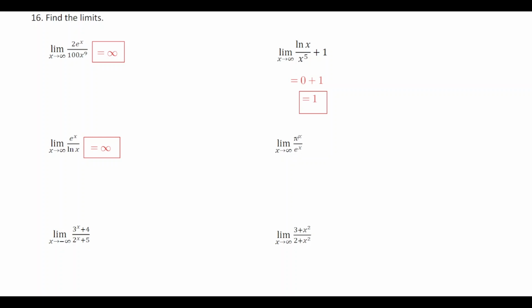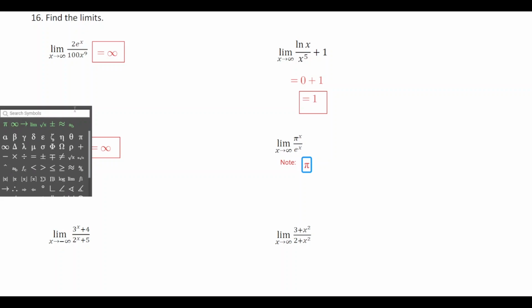For the next one, we have pi to the x over e to the x. So when you have two exponential functions and you want to know whether the numerator or the denominator grows more quickly, you're going to compare the bases, and whichever base is bigger is going to grow more quickly. So make a little note here that pi is a little bit more than 3, and e is a little bit more than 2, so that means pi must be bigger than Euler's number e. So since pi is bigger than e, the numerator is going to grow more quickly, and when that happens in a situation like this, the limit is going to be infinity.